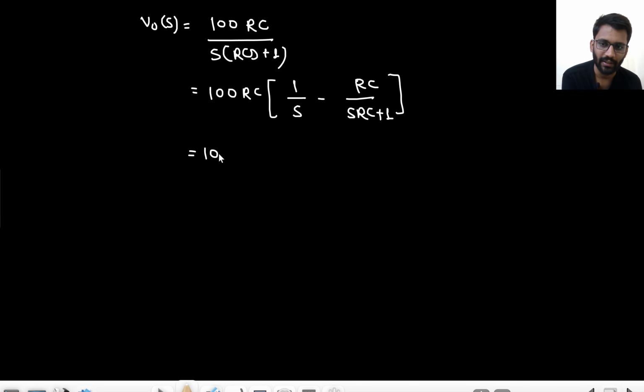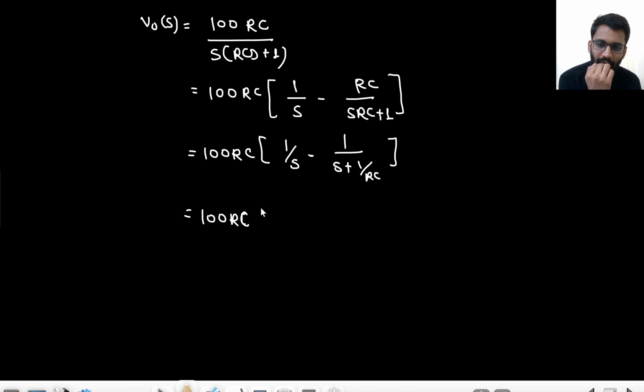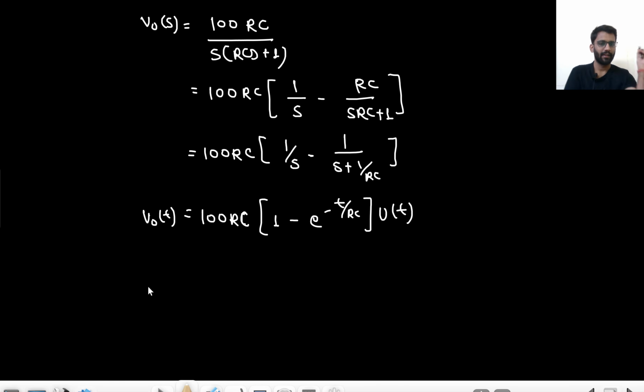So the final expression would be 100 RC times 1 upon S minus 1 upon S plus 1 by RC. The inverse Laplace transform of this would be u(t). So I will write u(t) later on. So it is 1 minus e to the power minus t upon RC, u(t). So this is the response, right? This is V naught t, right?